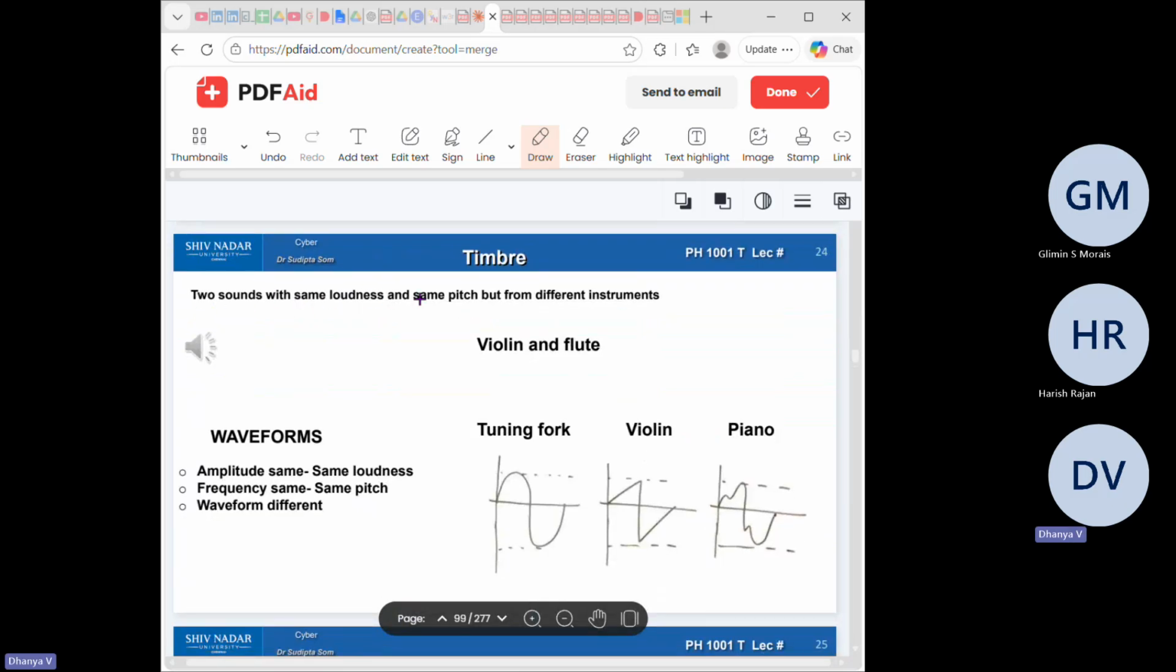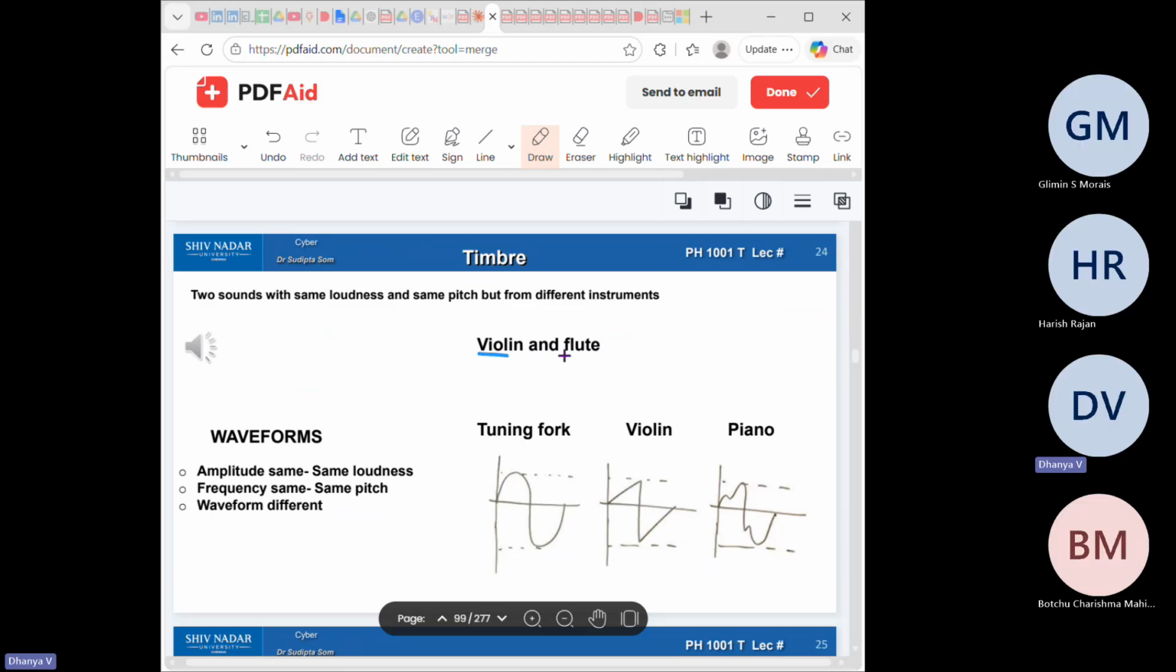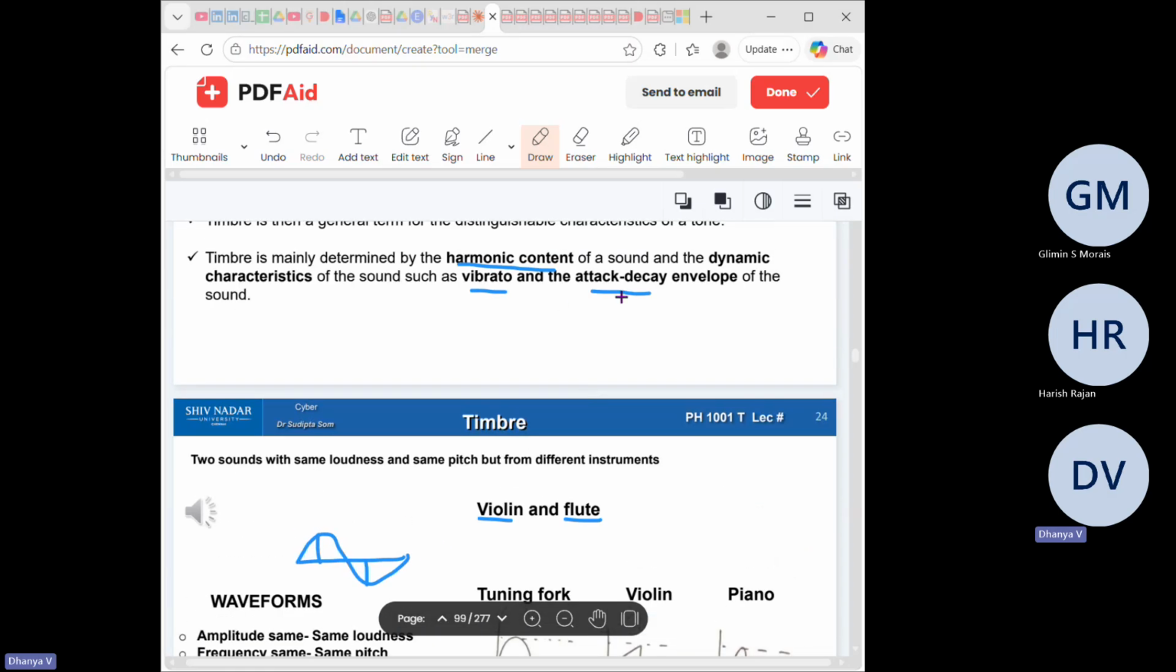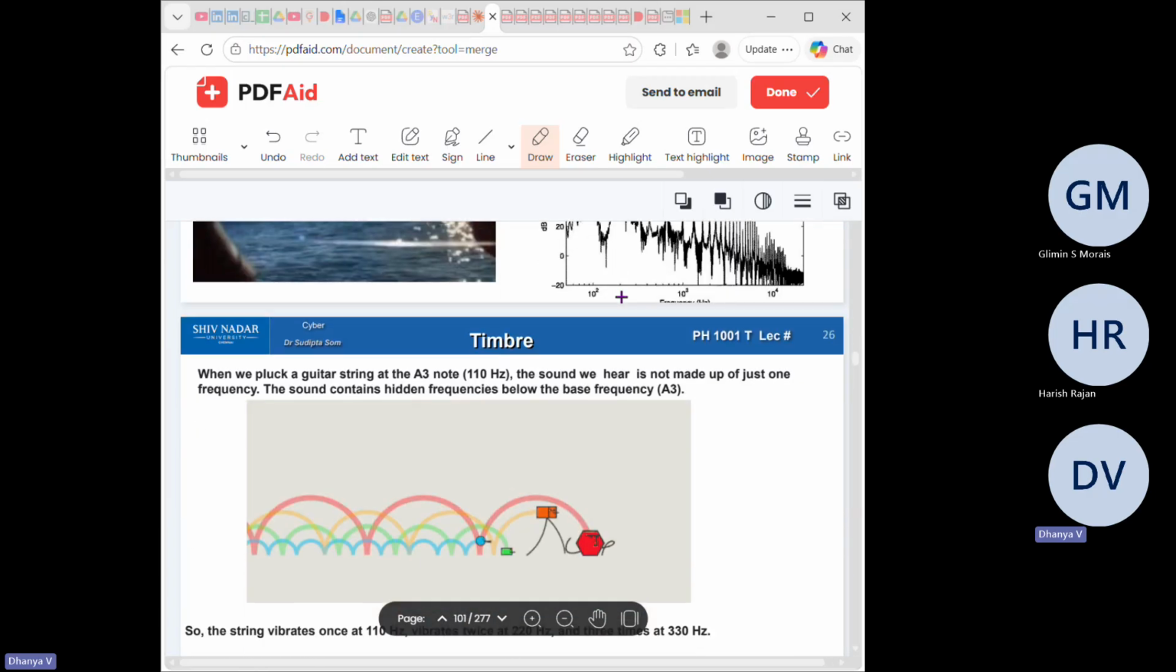Okay, two sounds with the same loudness and same pitch, but from different instruments. Okay, so violin and flute. The amplitude is the same, that's the same loudness that you already know. You have the graph, your amplitude is more or less the same. Then if the frequency is the same, the same pitch, that you already know. But the waveforms are actually different. For violin and flute, your vibrato and your attack decay could actually differ. I think there will be definitions given for all of this. We will be covering it soon.